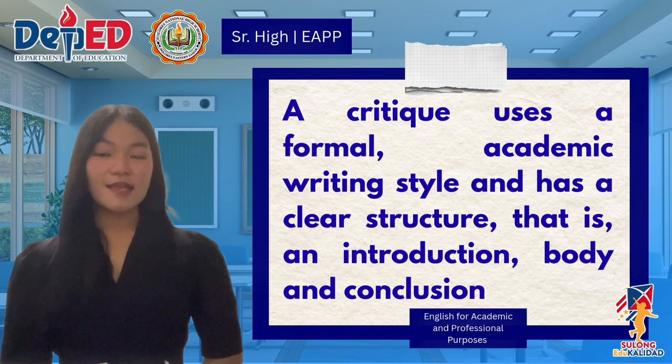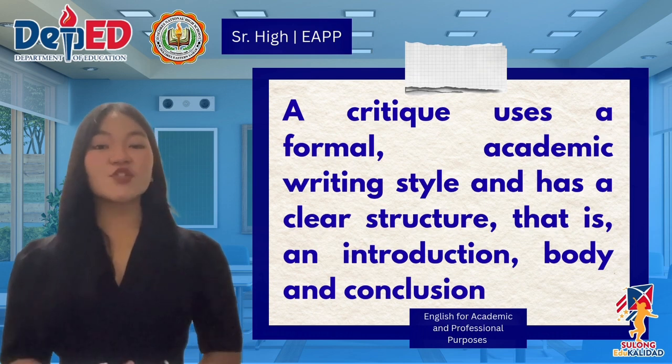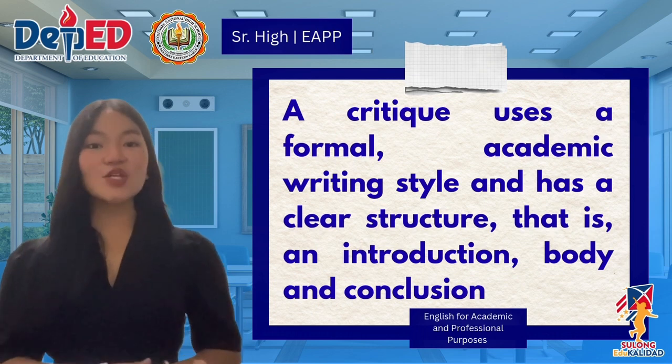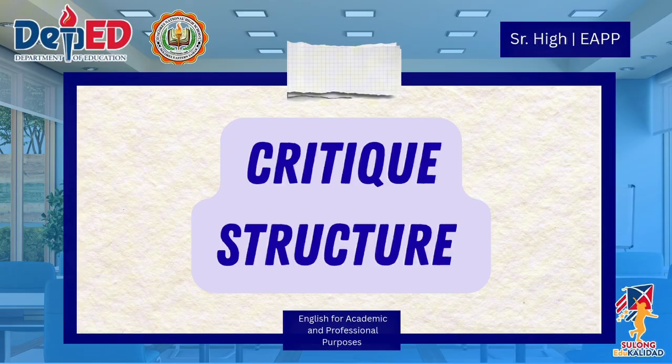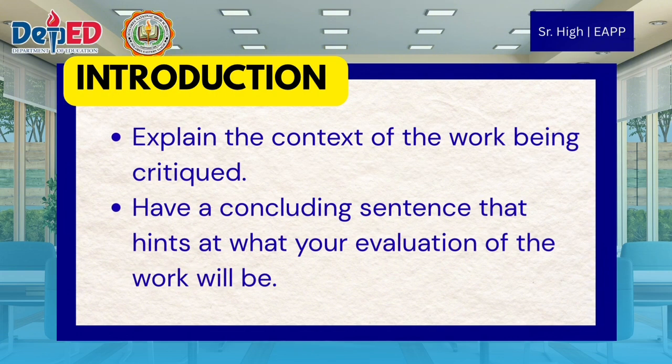Like an essay, a critic uses a formal academic style and has a clear structure. That is an introduction, body, and conclusion. Introduction. Typically, the introduction should be the following: name of the work, the date it was made, and creator's name. Describe the main idea or purpose of the work. Explain the context of the work being critiqued. Have a concluding sentence that hints at what your evaluation of the work will be.